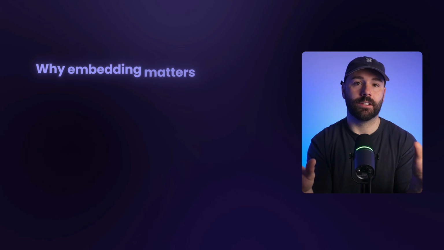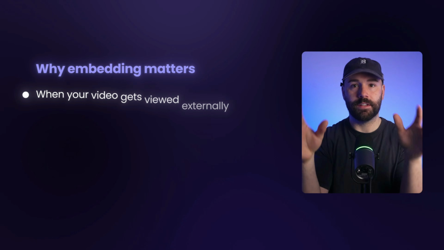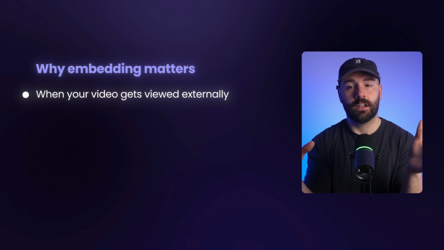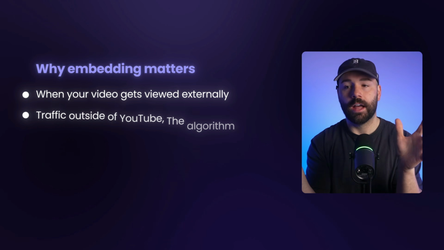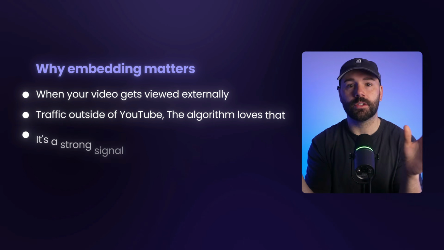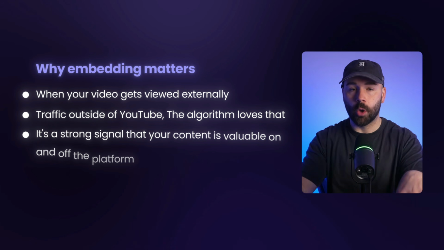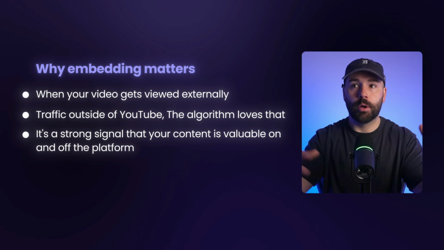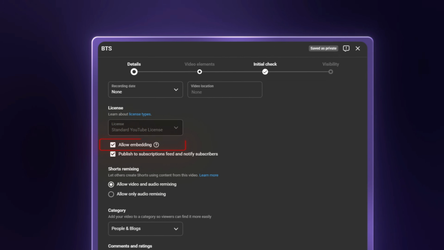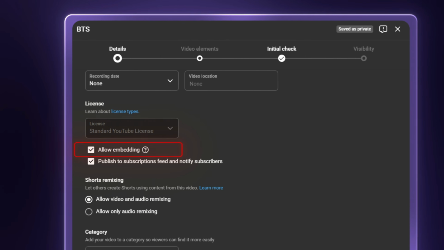And here's why that matters, because every single time a video gets viewed externally, like traffic outside of YouTube, the algorithm loves that. It's a strong signal that your content is valuable on and off the platform, and it's worth pushing even further. Now, yes, realistically, most of your views will still come from the short feed, but even just a tiny boost from external websites can actually really help your video tip over the edge during the early stages. So there's really no downside here. Just leave allow embedding on every time.